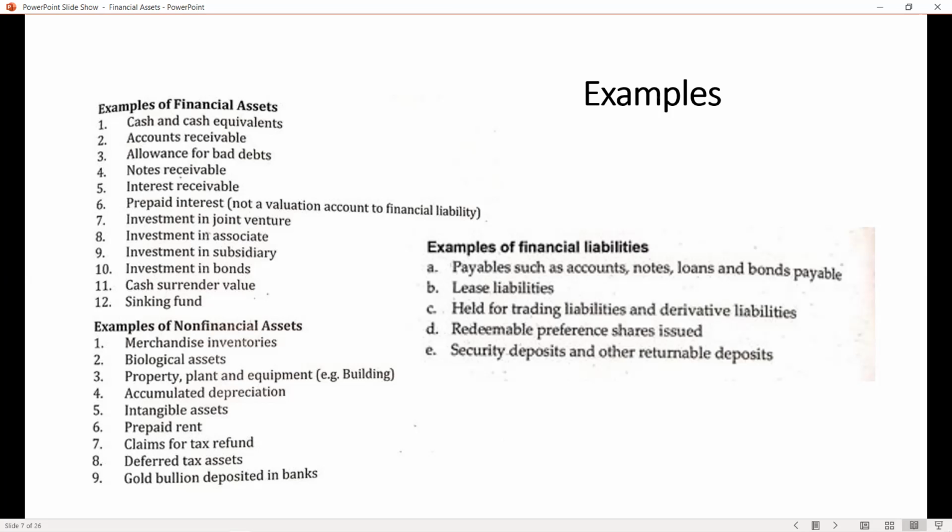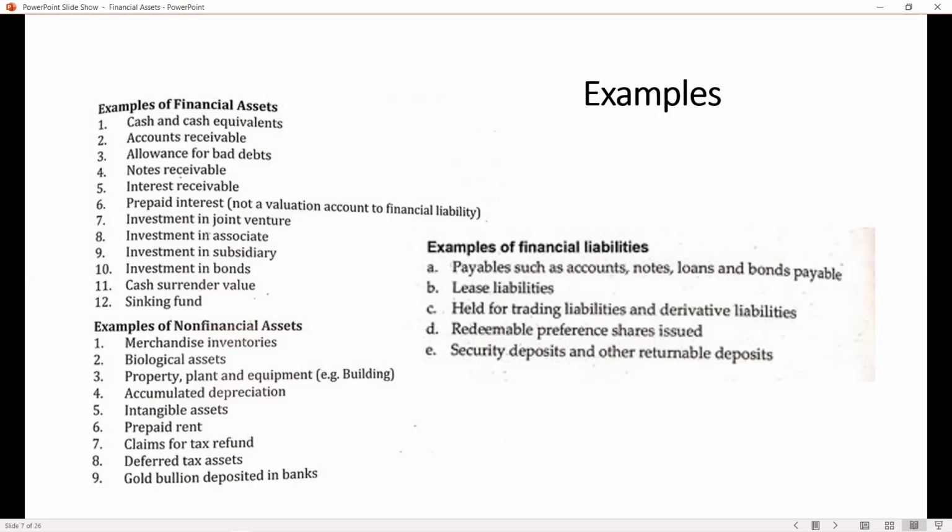Next are notes receivable, interest receivable, and prepaid interest. There are actually prepaid interest items that are not classified under financial asset. But if the characteristic of that prepaid interest is not a valuation account to a financial liability, then it is still a financial asset. So if we encounter a problem that says prepaid interest but is silent, automatically we will not classify it under financial asset, because it's not a valuation account to a financial liability.